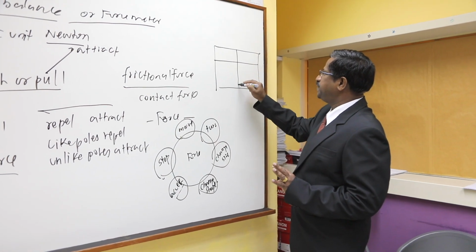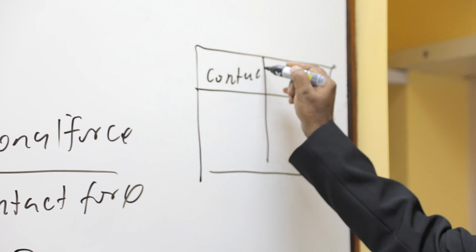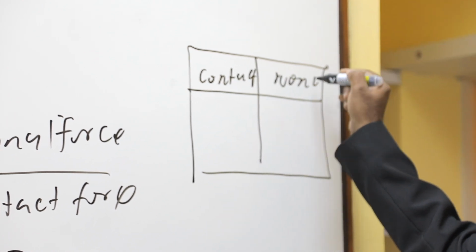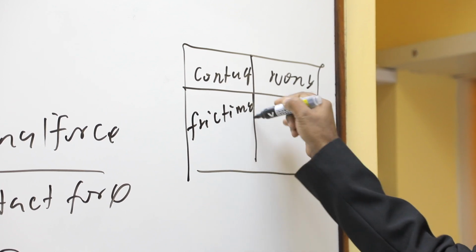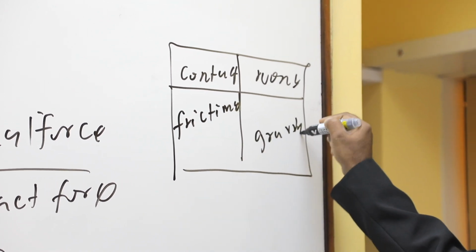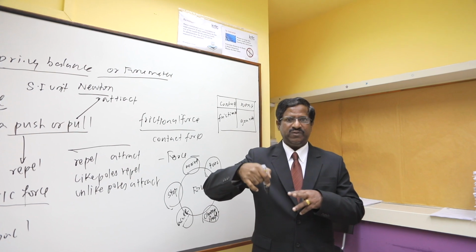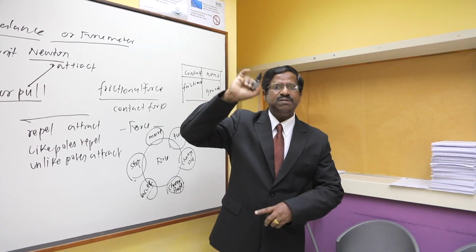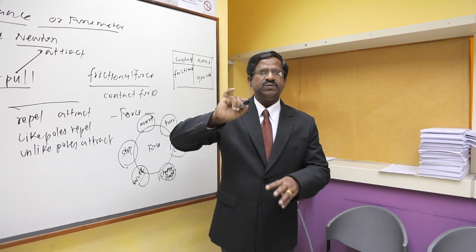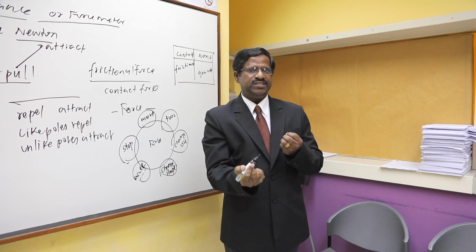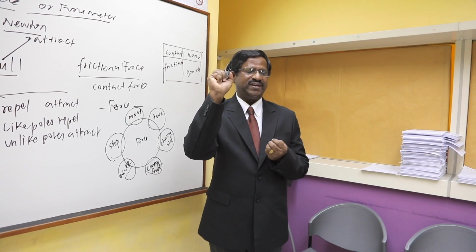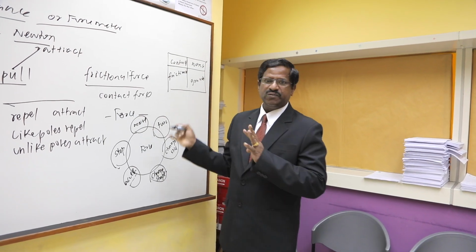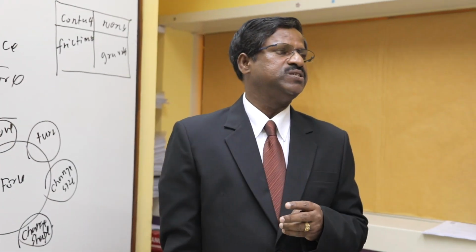Let me take an example. This is contact and non-contact. Contact force is, as I just said, frictional force. Non-contact force is gravitational force. As the stone is falling down, it falls freely. There is no connection between the stone and the earth, but it is pulled. It's called non-contact. But Mr. Rama holding the marker, I am giving the contact. So the difference between the 2 types of force is one is contact, another is non-contact.